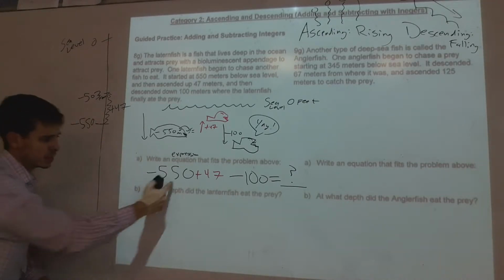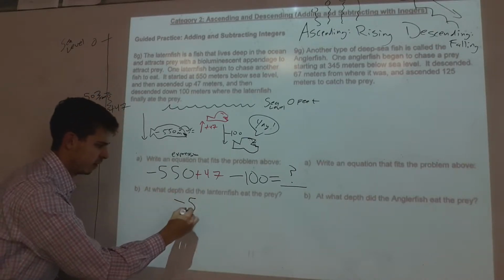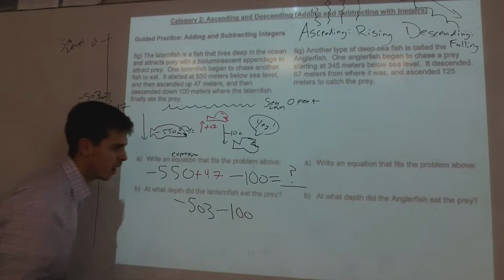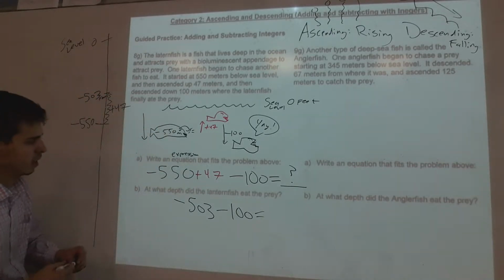Okay, so this part right here we solved was negative 503, and now we just need to subtract 100, and that's equal to, well, we're going to find that out right now.